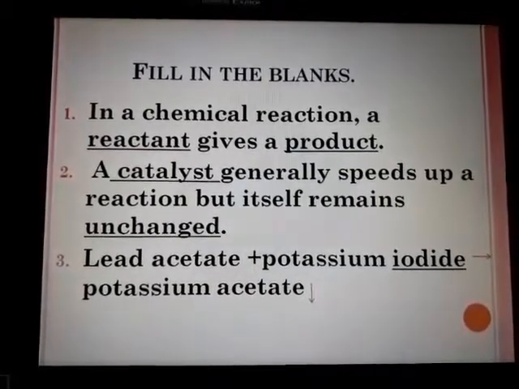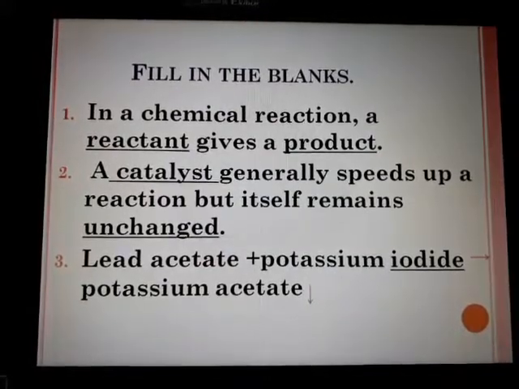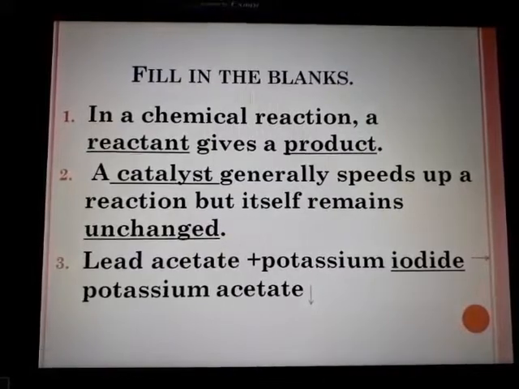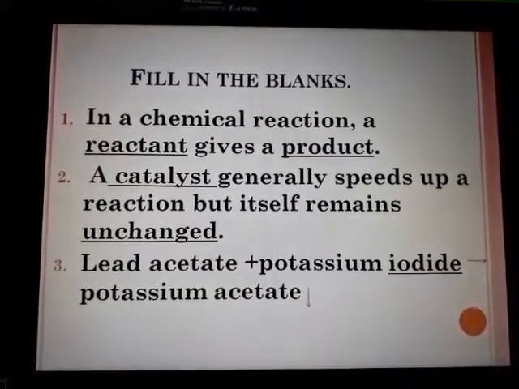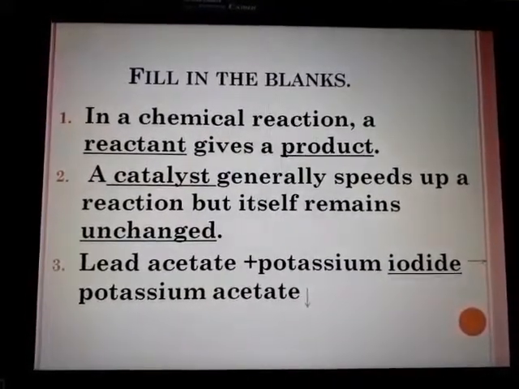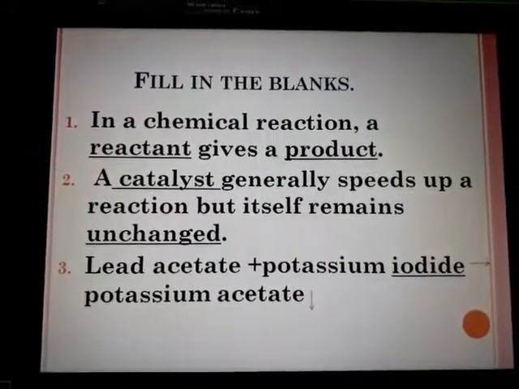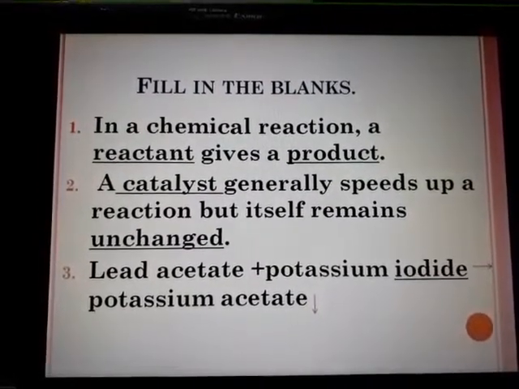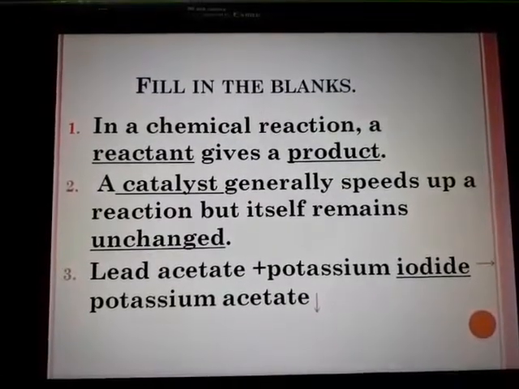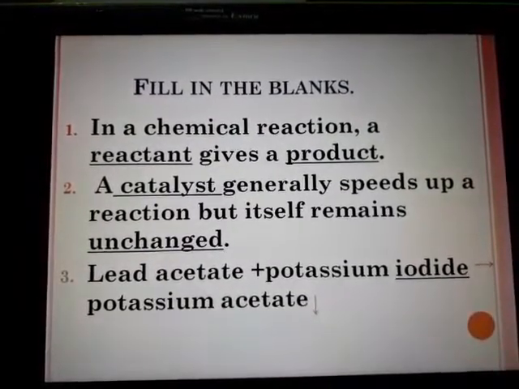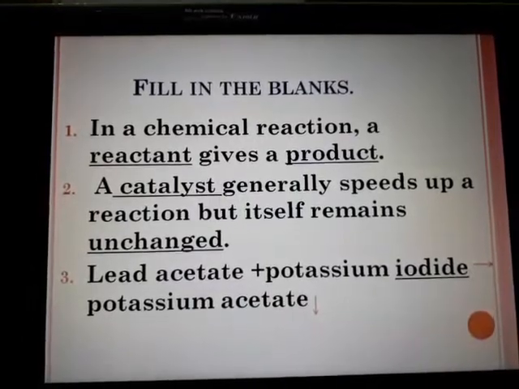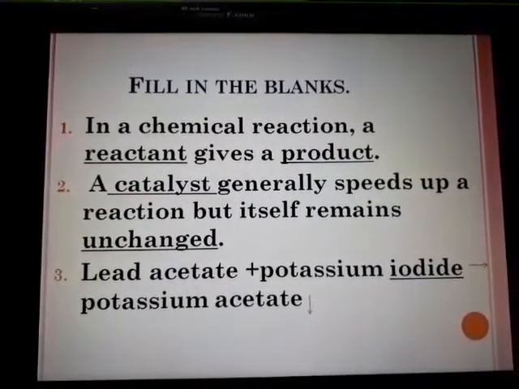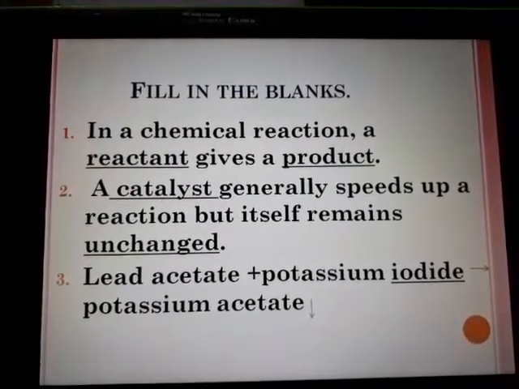Our third fill up, lead acetate plus potassium dash gives us potassium acetate and dash. In the first fill up write down iodide, and in the second fill up you have to mention an arrow, and this arrow is a downward arrow. It shows that the potassium acetate is a precipitate. So lead acetate plus potassium iodide gives us potassium acetate.